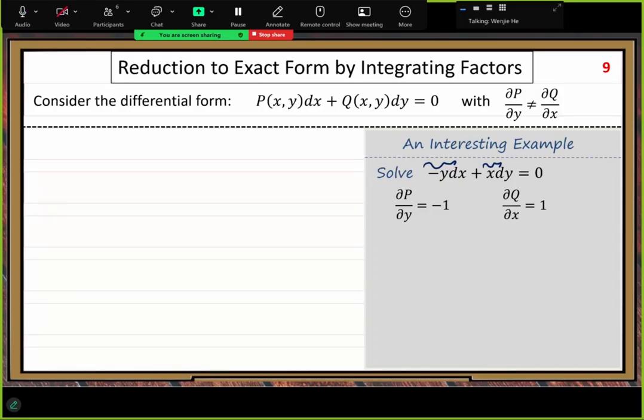Now we multiply a special factor. Later we'll call it the integrating factor. Let's look at the structure of this equation. The left-hand side is a differential form. The right-hand side is 0, right? 0 is a good number. 0 has many good properties. One property is that 0 multiplied by anything is also 0, right?